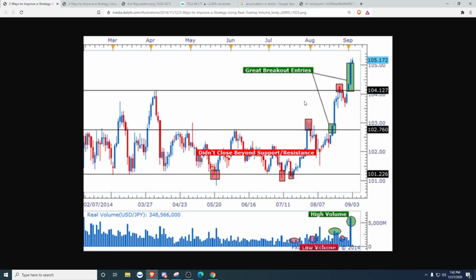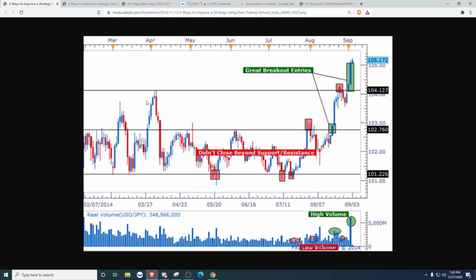So then the third thing is we want constant retests. So this is the first retest of this resistance right here. So let's just say we want to scalp this. So this is the first retest. So we're watching for this level to break. Then this is the second retest.